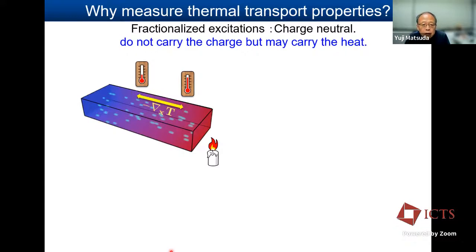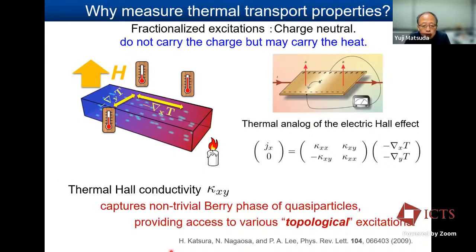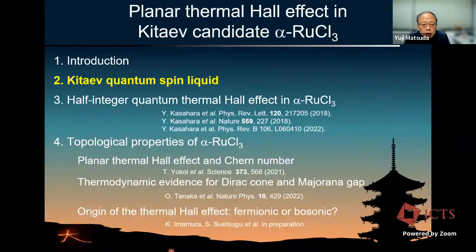The thermal conductivity is a very powerful probe for the itinerant low energy excitations. So if we apply the magnetic field, the temperature gradient may appear in the transverse direction of the crystal. Now this is a thermal analog of the electric Hall effect. This is the thermal Hall conductivity. The thermal Hall conductivity is important because it may capture non-trivial Berry phase of quasi-particles, providing access to various topological excitations.